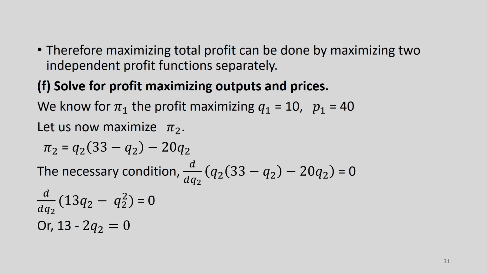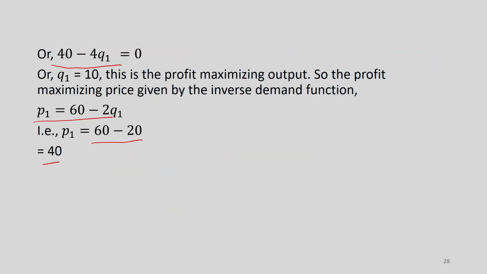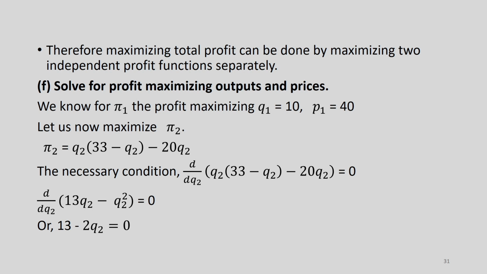Okay. Solve for profit maximizing outputs and prices. So, this is the sixth part, right. This is, I think, the last part. Solve for profit maximizing outputs and prices. Now, for the first part, which is the profit maximization in the domestic market, that we have already done. The quantity was 10 and the price was 40, Q1 was 10, P1 was 40. So, that was done. Now, we can do the profit maximization for pi 2.